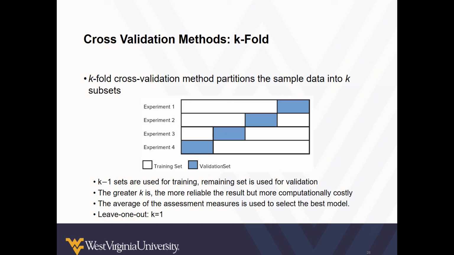K-fold cross-validation partitions the sample data into K subsets, and K-1 sets are used for training, and the remaining set is used for validation. And the greater value that K takes, the more reliable the result, but the more computationally intensive the experiments are. The average of the assessment measures is used to select the best model.